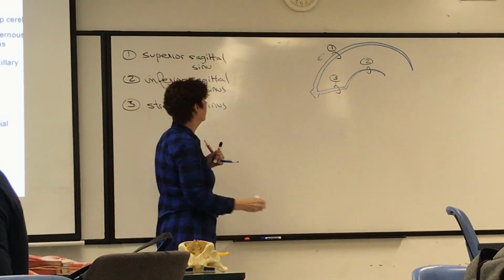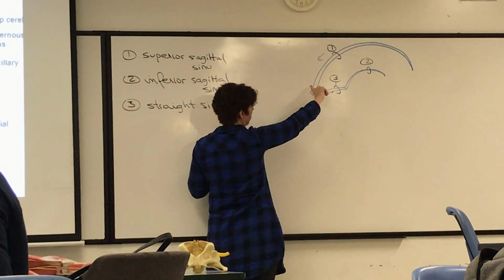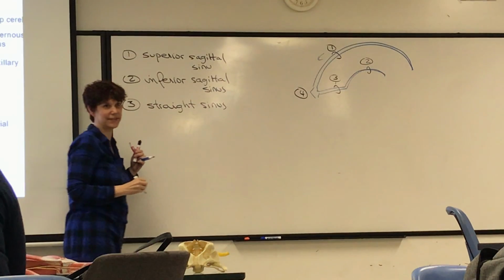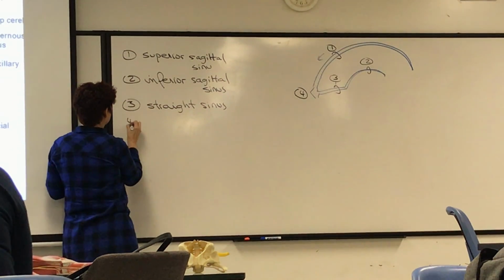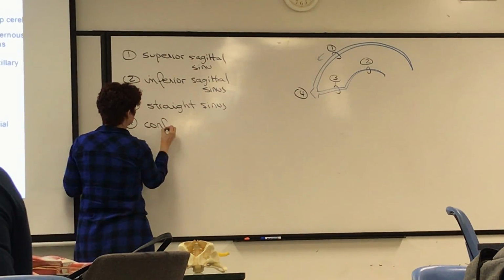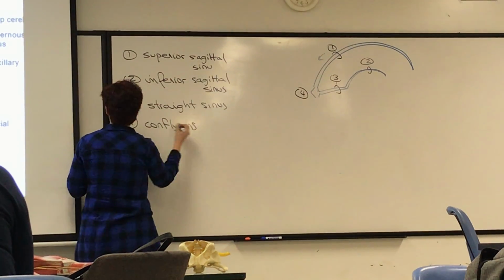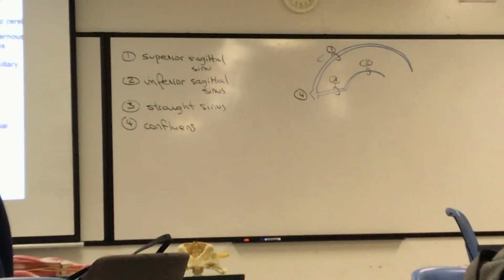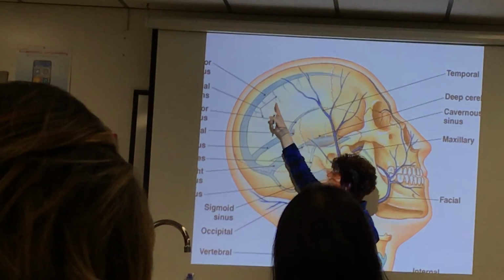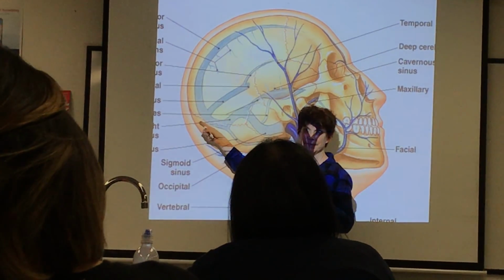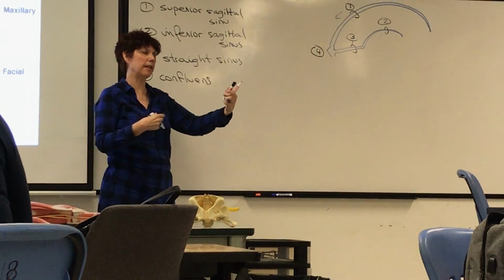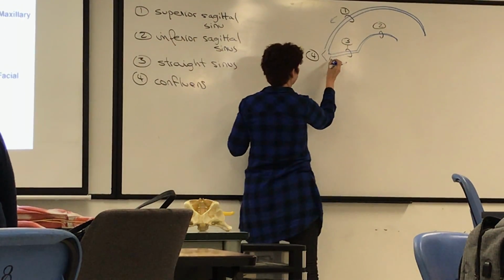The straight sinus joins with the fluid coming from the superior sagittal sinus to form the confluence of sinuses. In our chart, that would be right here. Okay? And here's the inferior, straight, superior, and confluence. Then, those are all single structures, and now there's a choice. The fluid can flow to the right or to the left via the transverse sinuses.